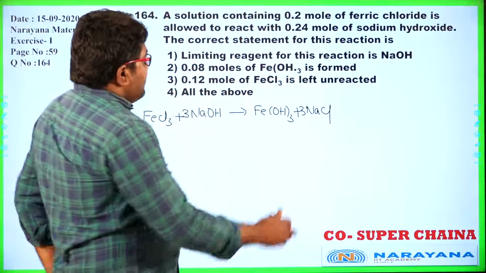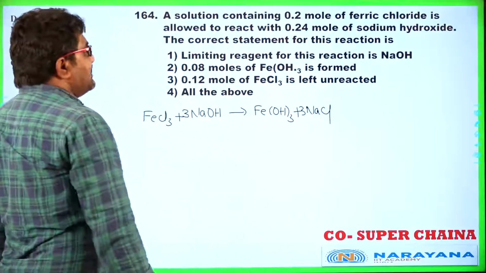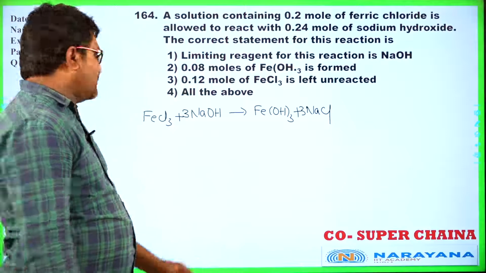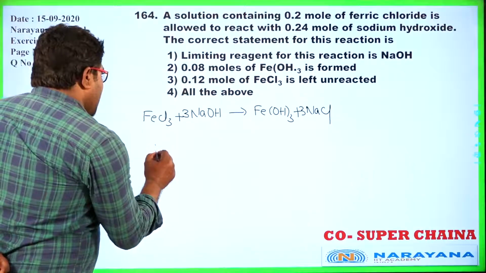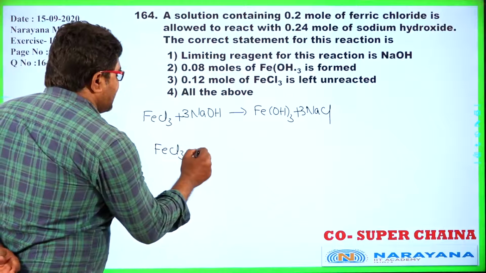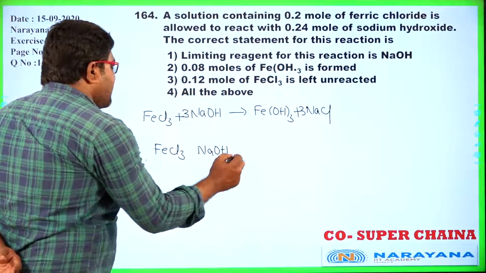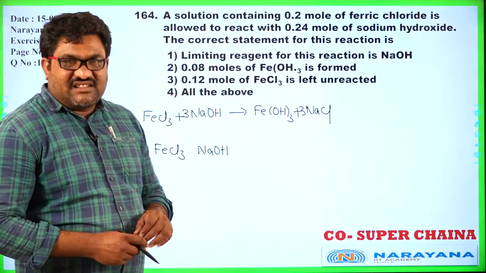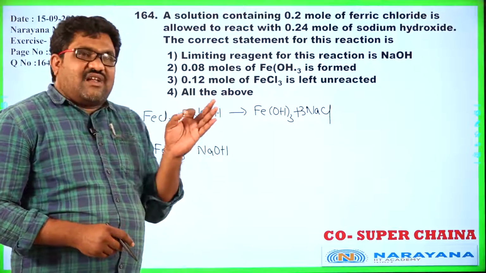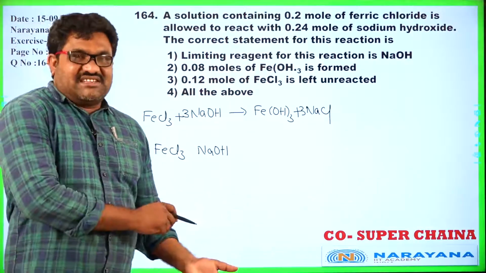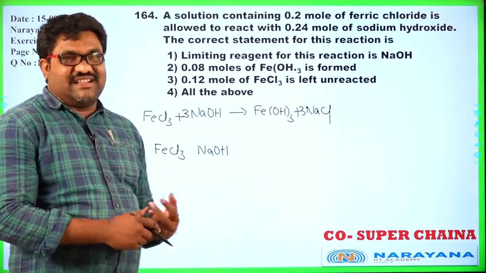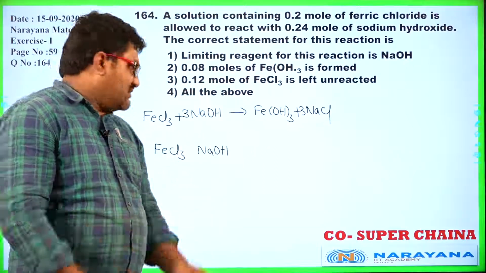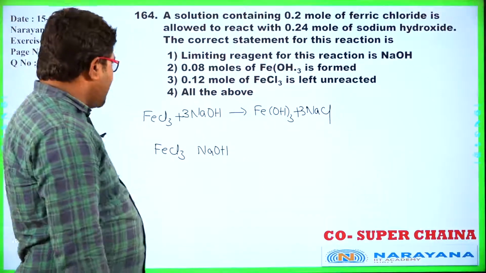Now, how many moles of ferric chloride is supplied? 0.2. And how many moles of sodium hydroxide? 0.24. So I need to find which one is the limiting reagent. If information about two reactants, number of moles or weight, whatever is given, then definitely we should identify which one is the limiting reagent, that is completely consumed in the reaction, because based on that only the amount of product formed will be decided.